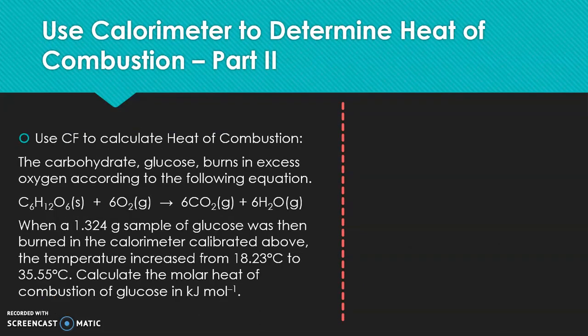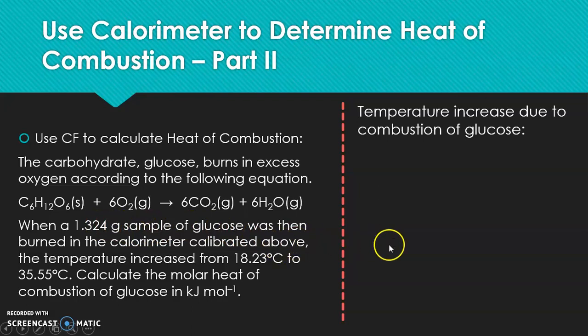Okay, so the second part of the question is to use the calibration factor to determine how much heat is released during combustion of 1.324 grams of glucose. If you understand the logic, it's simple: the temperature increase as a result of the combustion reaction is this much, okay? I used a small delta T just to distinguish it from the previous delta T. This 17.32 degrees is a result of combusting the glucose. Okay, that's step two, temperature, right?